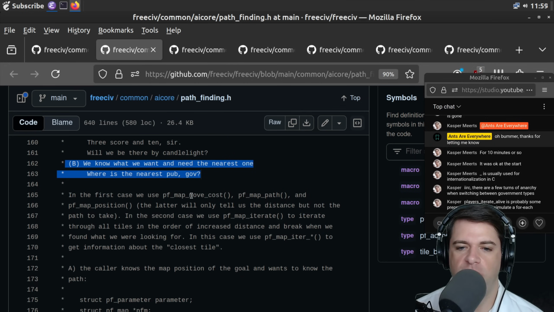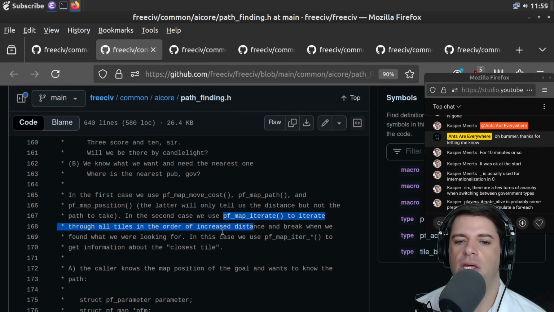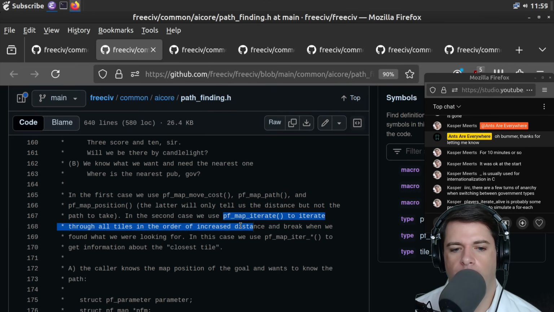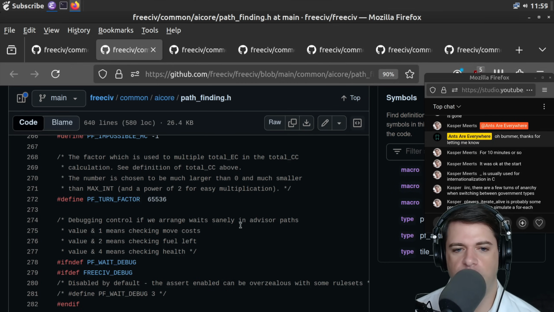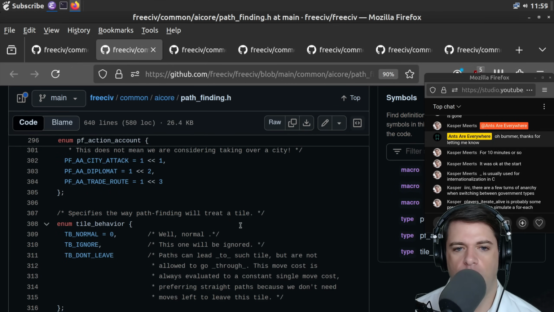In the first case, we use pf map move cost and pf map path and pf map position. In the second case, we use pf map iterate to iterate through all the tiles in the order of increased distance and break when we found what we're looking for. Okay. That's actually super useful.